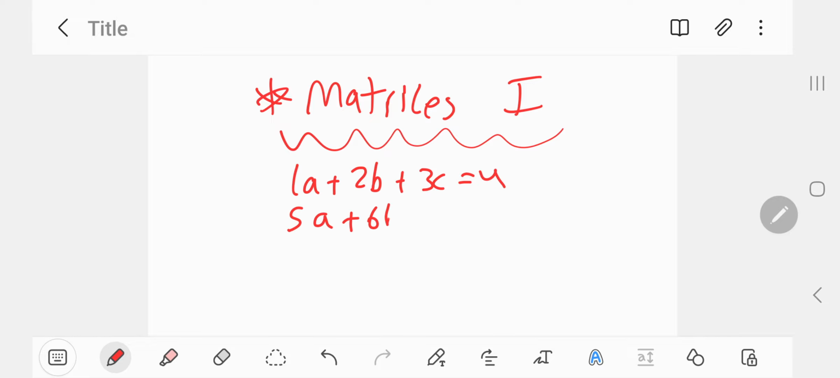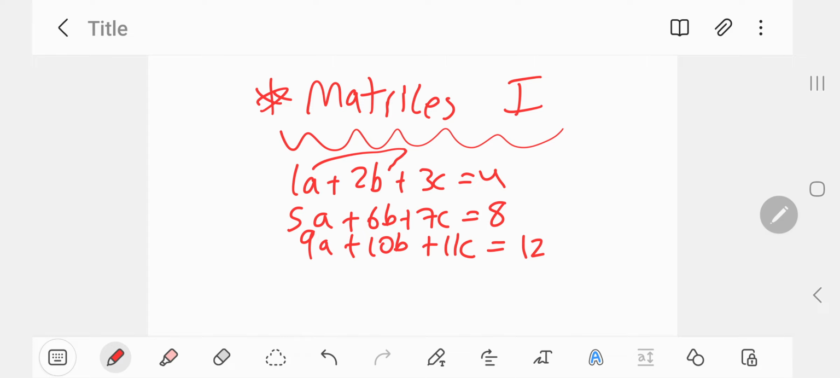Suppose you have something like this. Okay, you have three sets of equations, and the variables, the quantities in this case are A, B, and C. Very messy. Let's suppose you need to find out what A, B, and C is. How would you do it?